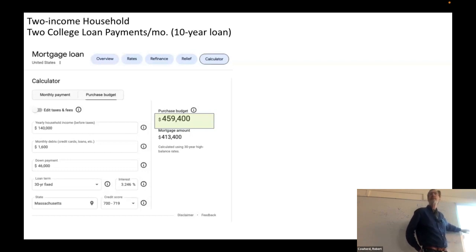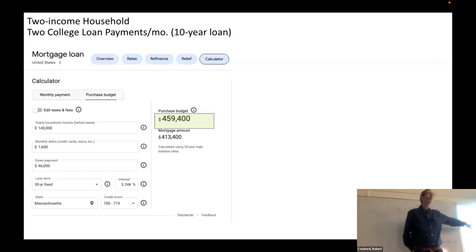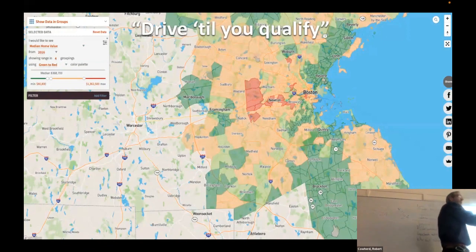What are your loan payments every month for the two of you? $1,600 a month. How much of a house can you afford? $460,000. What kind of a house does that buy you? Massive one in Texas. This is an amazing tool that you will want to look up 5-10 years from now when you're looking for housing.